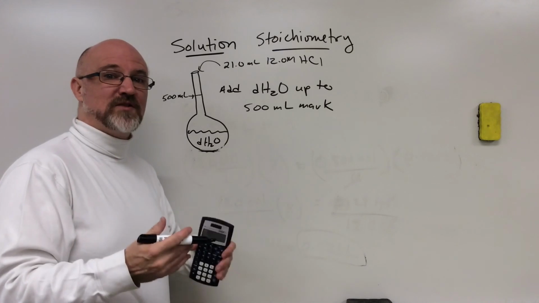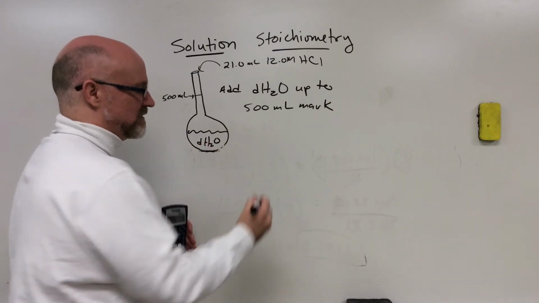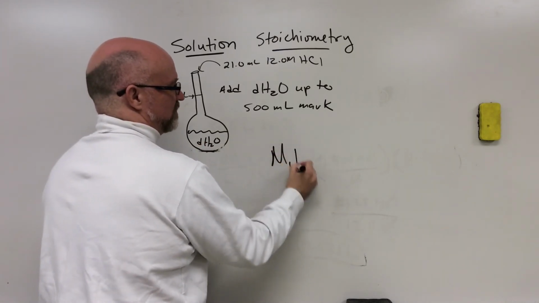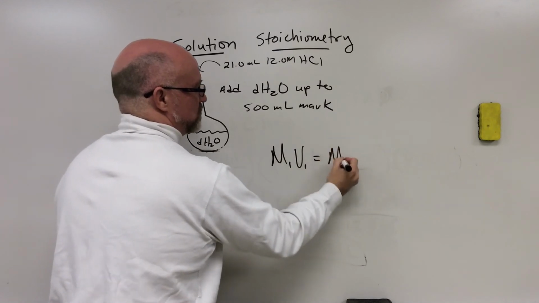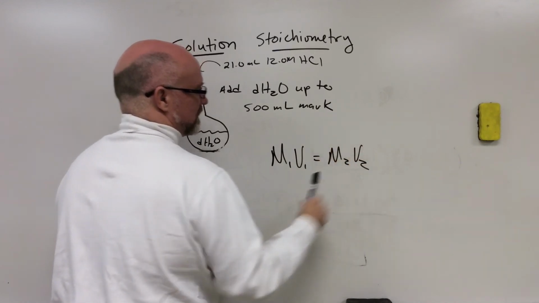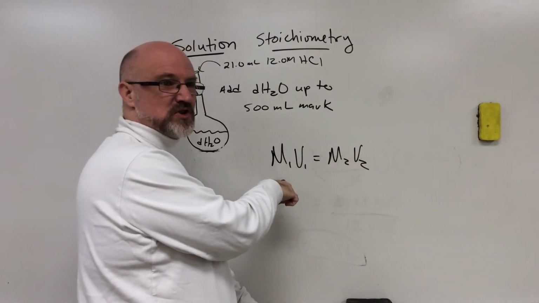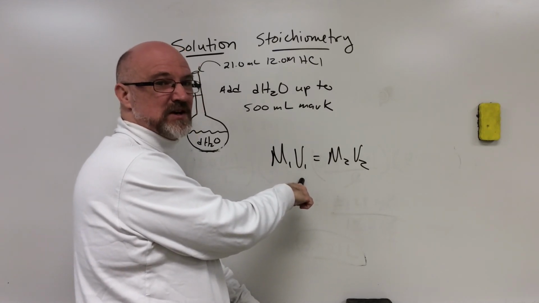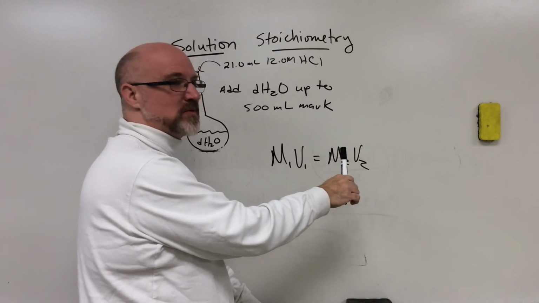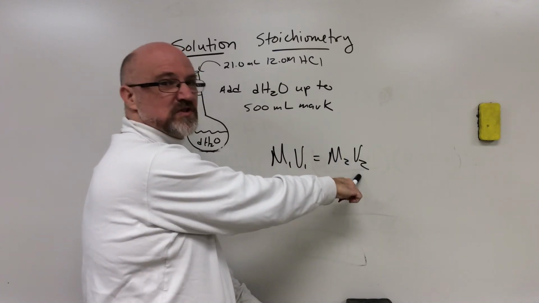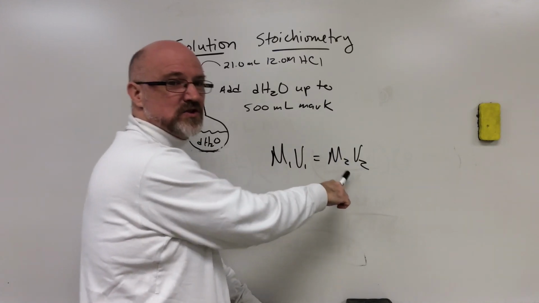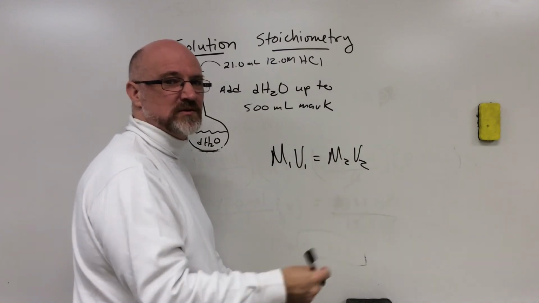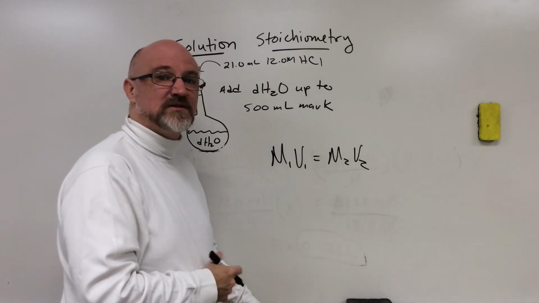All right, so hopefully that helps. Remember, M1V1 equals M2V2. The concentration that you're starting with, you need to figure out what volume of that you need to take so that you can end up with a volume of solution you want of a concentration you want, which is more dilute.